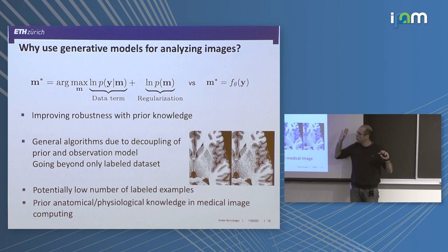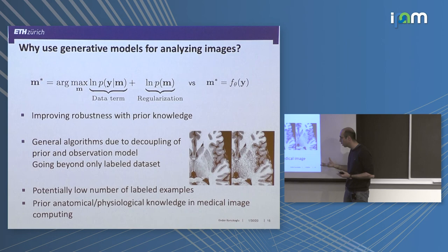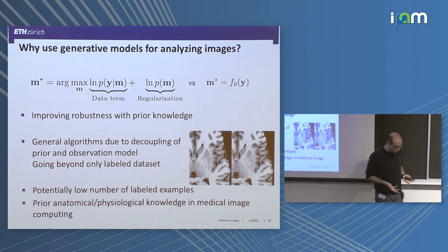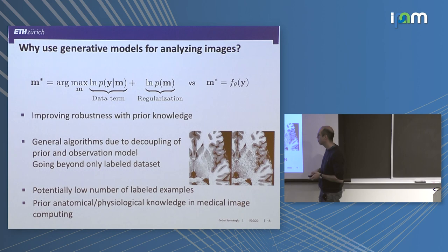It actually improves robustness a lot through the prior knowledge that we have, and we have a lot of prior knowledge when it comes to medical images. Anatomy varies, but actually it doesn't vary that much. In theory, you can train such models with a minimal number of observations, and I will actually talk about cases where there are no examples used. So that's quite nice. It allows you to go beyond labeled data sets.